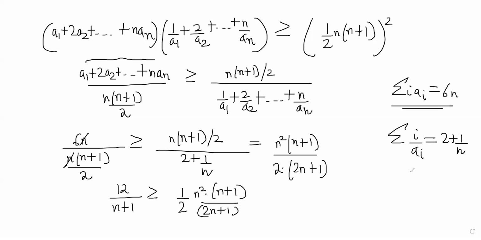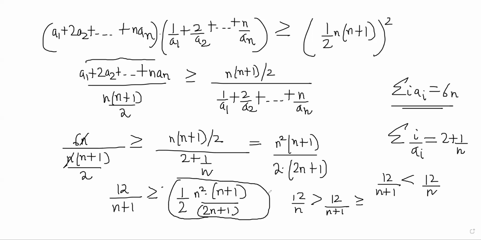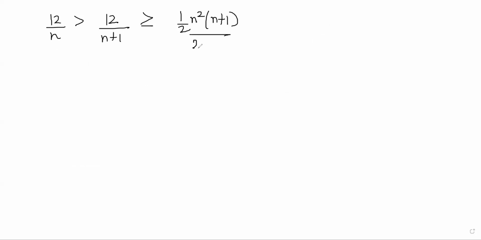Now we can say that 12/(n+1) is less than 12/n, right? So we can write it as 12/n is greater than 12/(n+1), and that is greater than or equal to this, right? So I will just write it on the next screen. I have 12/n is greater than 12/(n+1). That is greater than or equal to (1/2)·n²(n+1)/(2n+1), right?